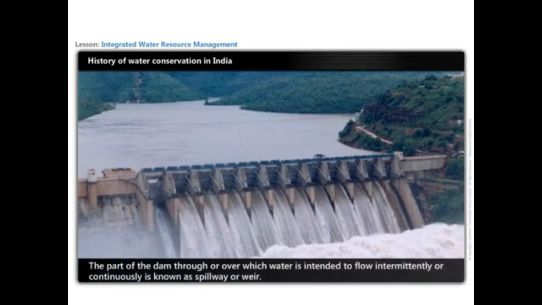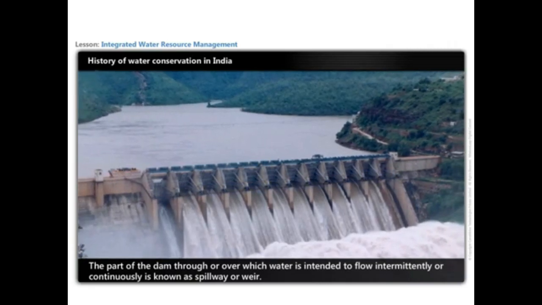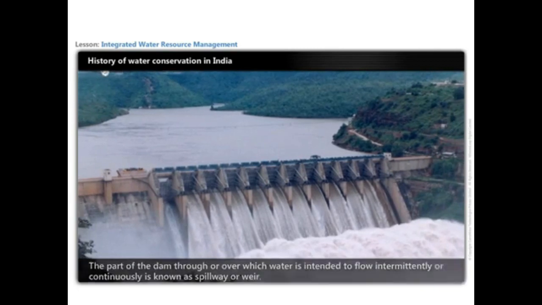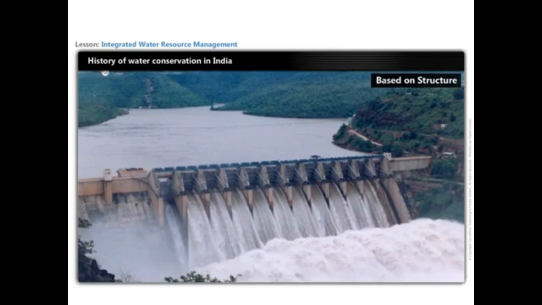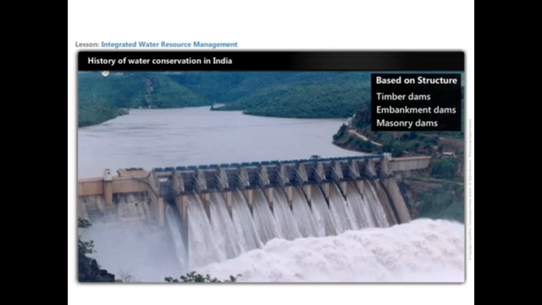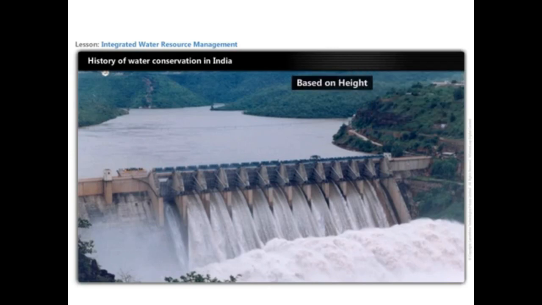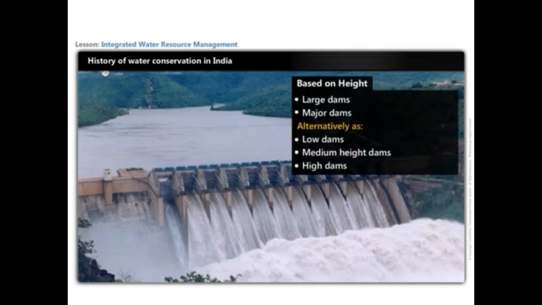The part of the dam through or over which water is intended to flow intermittently or continuously is known as a spillway or weir. Dams are classified based on structure and height. Based on structure, they are classified as timber dams, embankment dams, masonry dams. Based on height, dams are classified as large dams and major dams, or alternatively as low dams, medium height dams, and high dams.